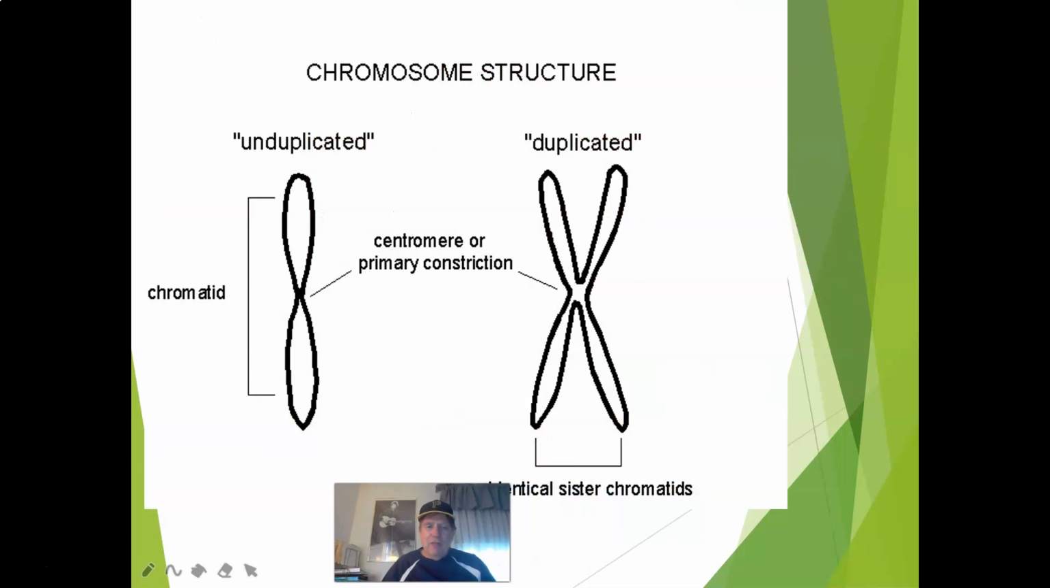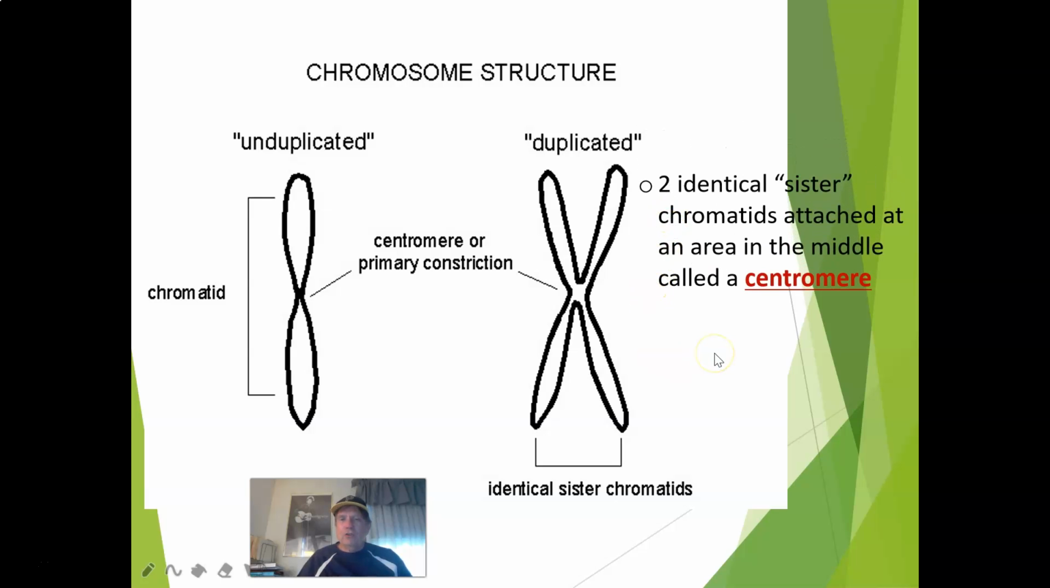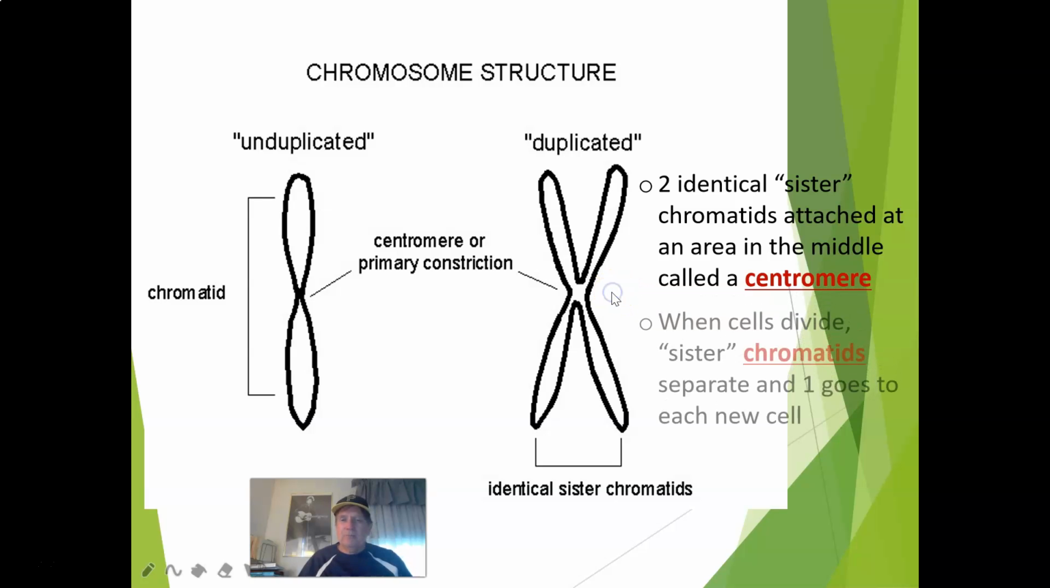So we have the thin chromatin. It duplicates itself and becomes, has an identical sister. We call this sister chromatids. Two identical sister chromatids attached in an area in the middle called a centromere. That belt-like thing there is called a centromere. So it's easy to remember because it's in the center.